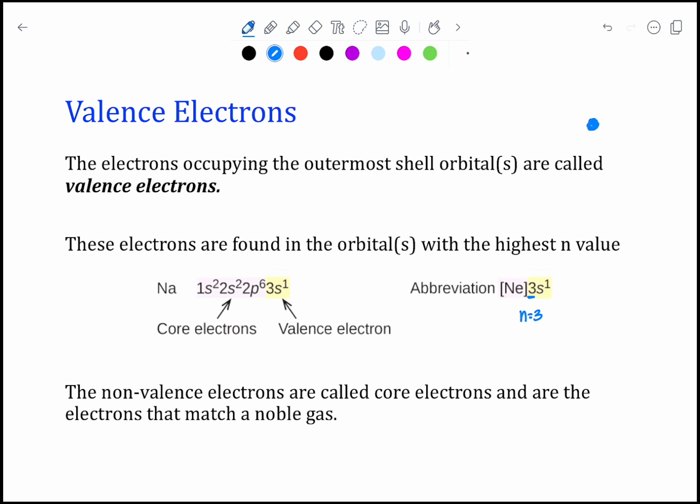So here's our nucleus again. There's n equals 1, n equals 2, n equals 3. So in sodium, we have electrons here, and then we have 1 electron out there. There's only 1 electron in our outermost shell, so that is our valence electron. It is the electron in the n shell that is of the highest number. So n, in this case, was 3. That's our highest n. There's 1 electron, so there's 1 valence electron.